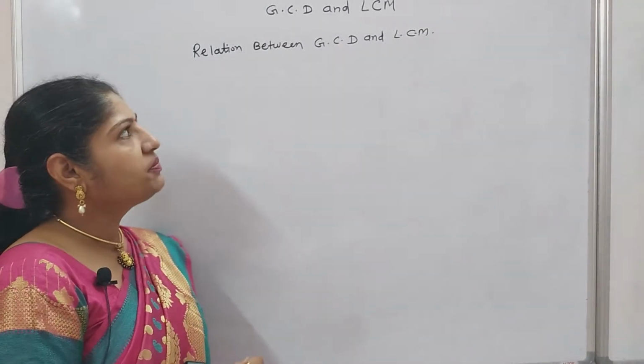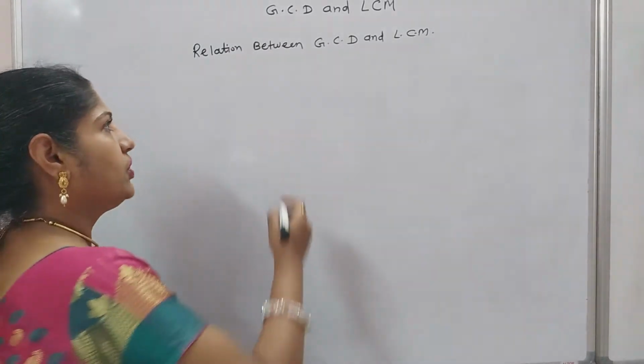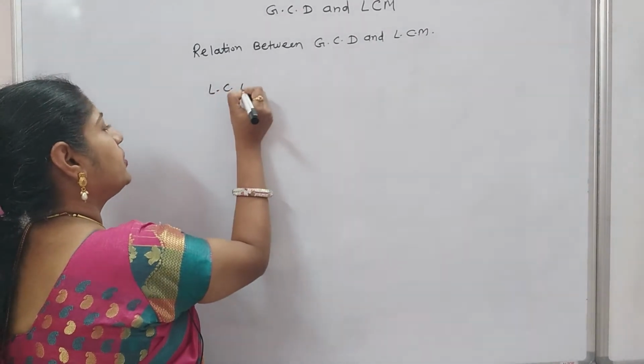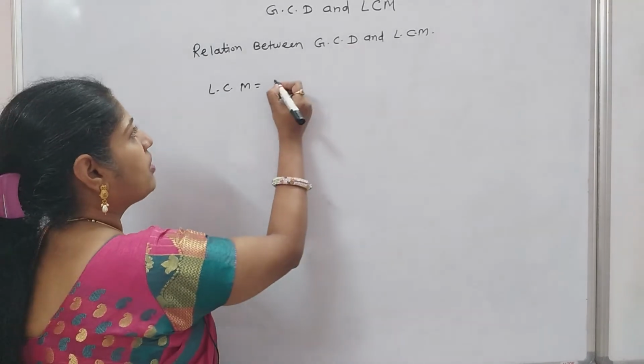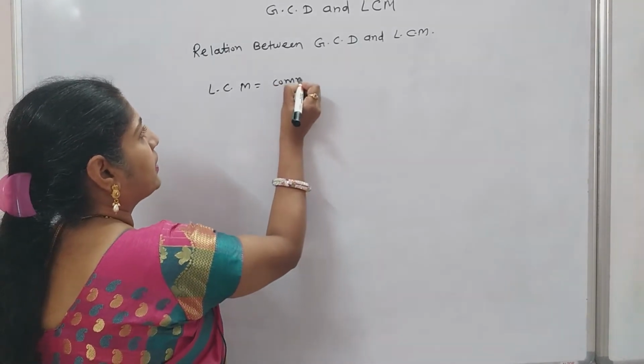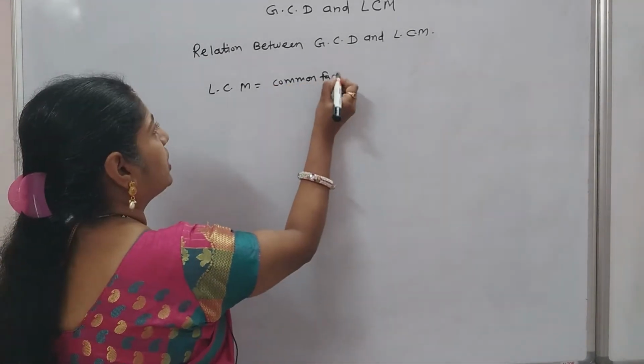Now the relation between GCD and LCM. You know that LCM equals common factor into uncommon factor, and common factor into uncommon factor.